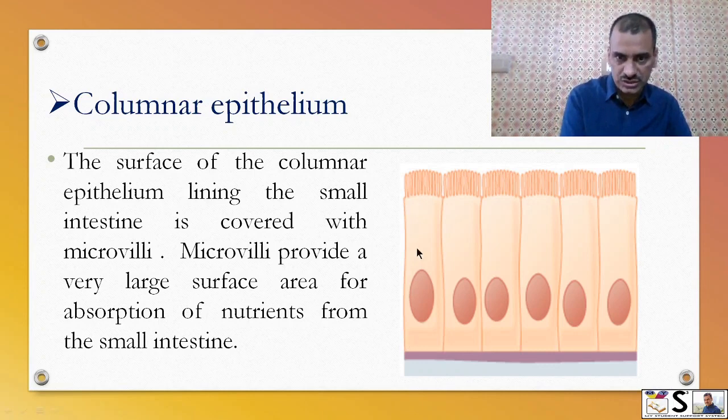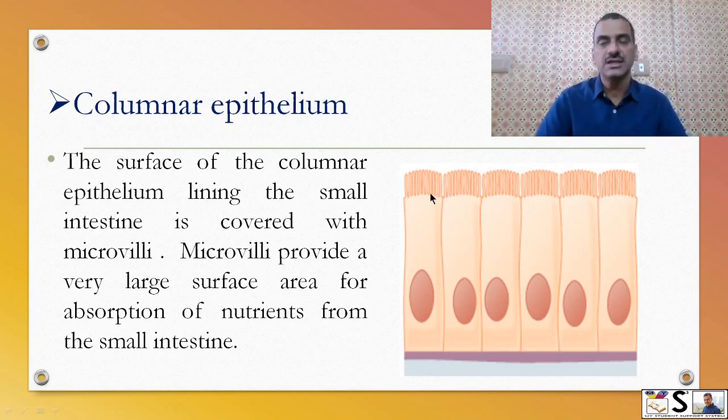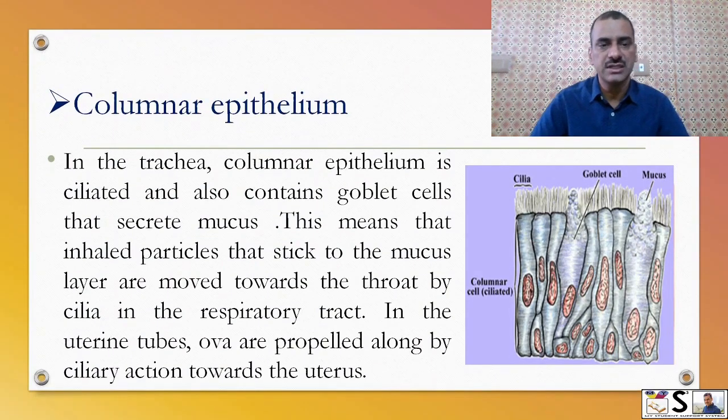Okay, so this is columnar epithelium but it is slightly changed. It is the columnar epithelium having microvilli, and they are in the small intestine. They increase the surface area and they help in absorption of the nutrients from the small intestine.